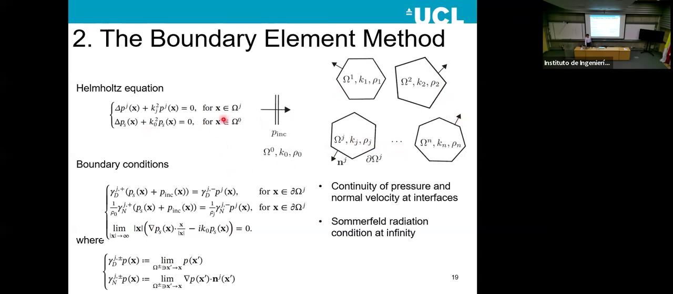Now, in terms of the governing equations, outside, in the exterior domain, the Helmholtz equation is satisfied. And inside each of these piecewise homogeneous domains, you have a separate Helmholtz equation, which is also satisfied. Now, in terms of the boundary conditions, you have effectively the continuity of pressure and normal velocity at the interfaces, and you have the Rayleigh-Sommerfeld radiation condition at infinity.